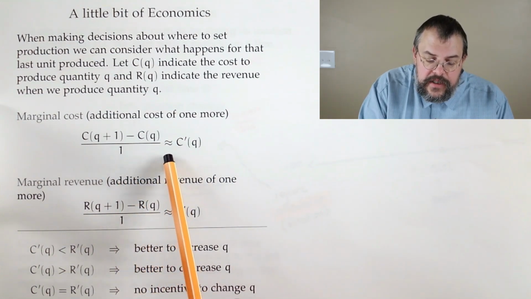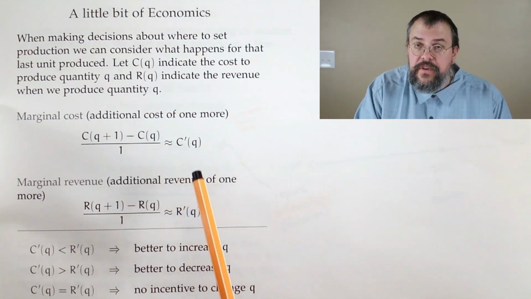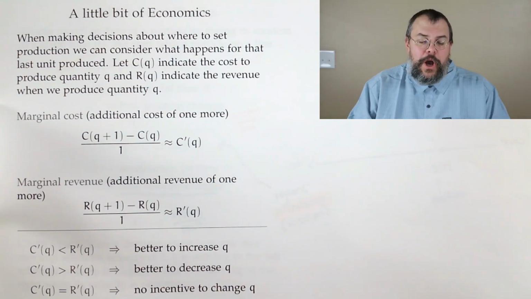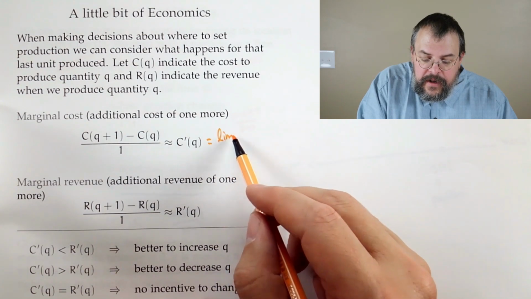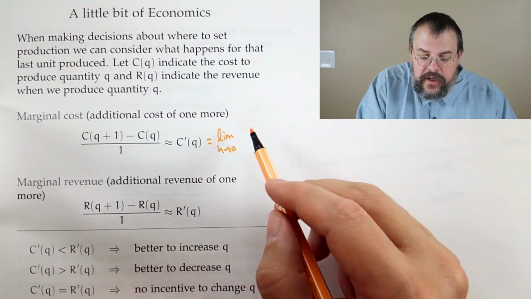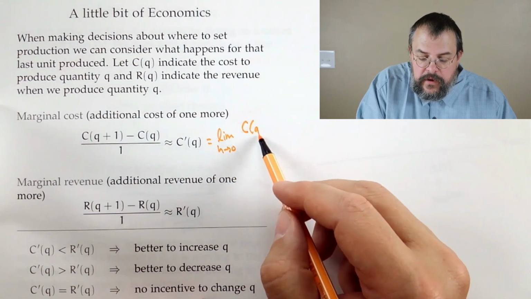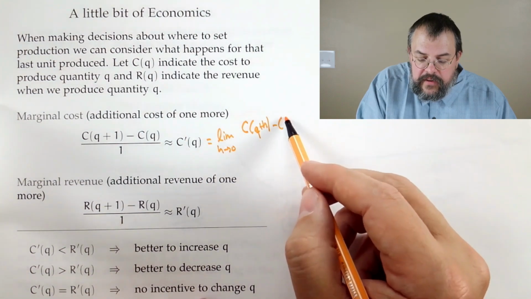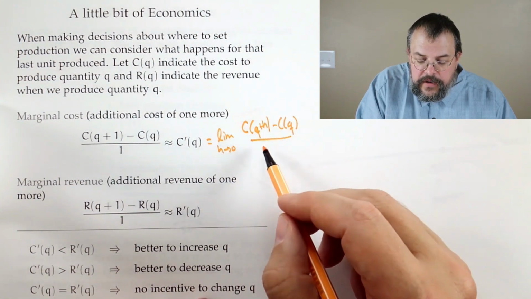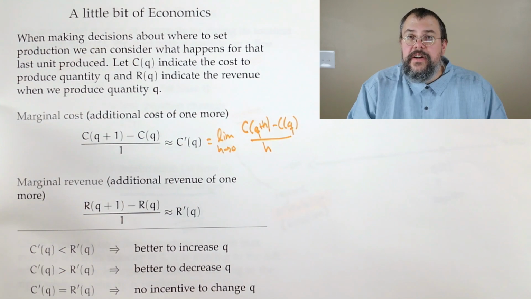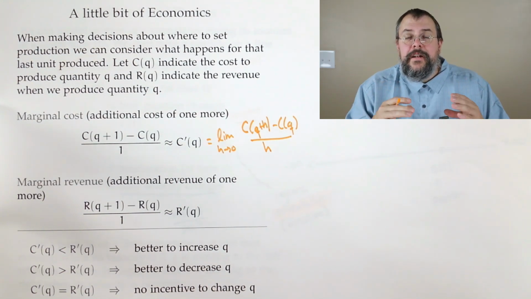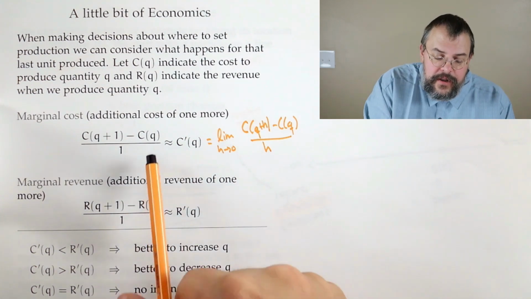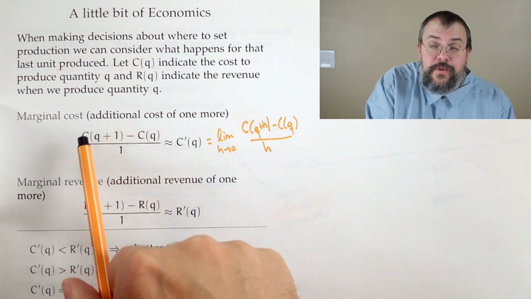Now you'll see there's this squiggly C prime of Q. Where is that coming from? Well, remember, what is C prime of Q? This is the limit as h goes to 0 of C of Q plus h minus C of Q, all over h. So the idea here is you can say, well, I want to take the limit as h gets very small. Now, here, this is what happens when you plug in h equals 1.